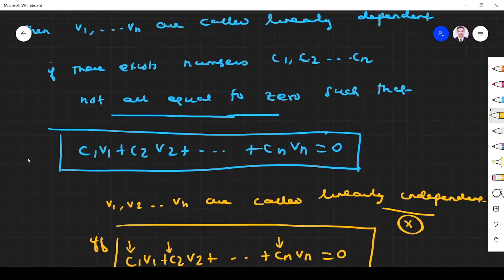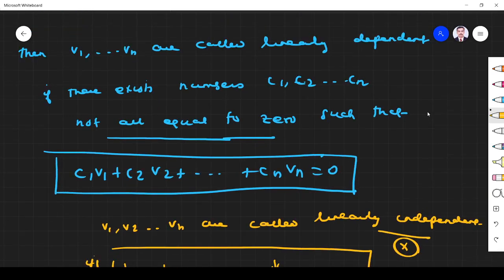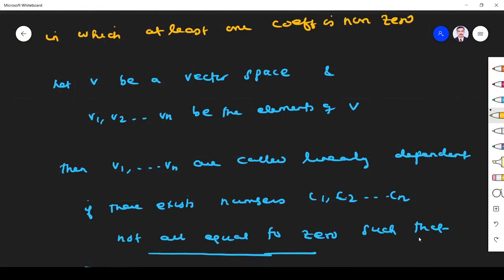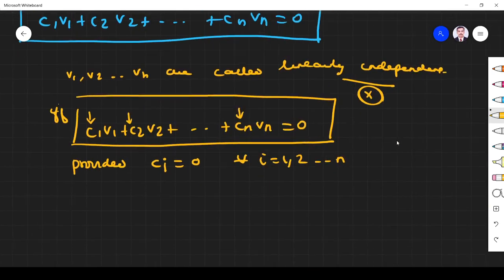This is the definition available in books, but why has this definition come? From this idea we can conclude: if at least one coefficient is not 0 when you write one vector as a combination of other vectors, then it is linearly dependent. If all the coefficients are 0 when we write it like this, then the vectors are called linearly independent.